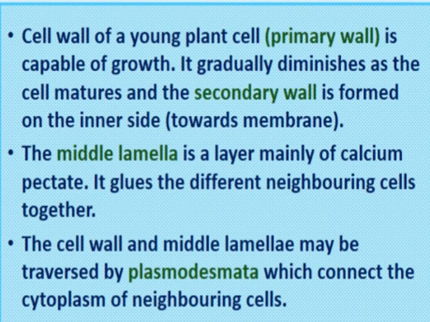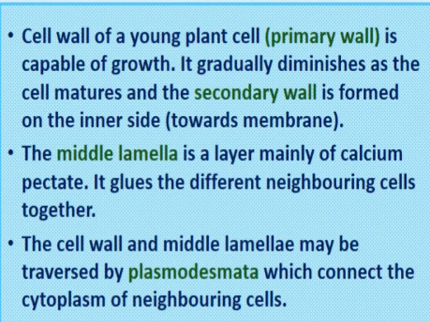So the primary cell wall is there in the starting, and it is capable of growth. With time, as the plant grows, it diminishes and the cell matures, and in place of the primary wall there will be formation of secondary wall. The secondary wall is formed on the inner side of the primary wall, you can say. Now the middle lamella is a layer mainly of calcium pectate. So the middle lamella is made up of calcium pectate, and it glues the different neighboring cells together.